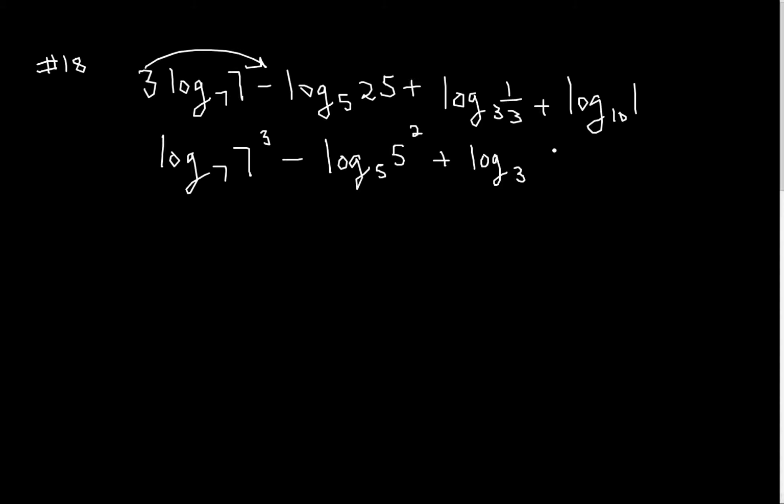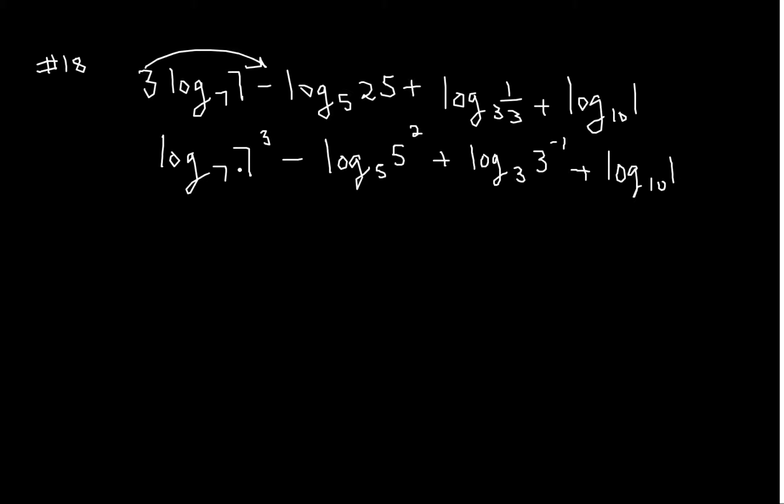What number are we doing? 18? Is it 3 to the negative 1? Yep, because you want to not have a fraction, so you put it as 3 to the negative 1. And then the last one is just going to be plus log 10 to the 1. There's nothing you can do with that one.